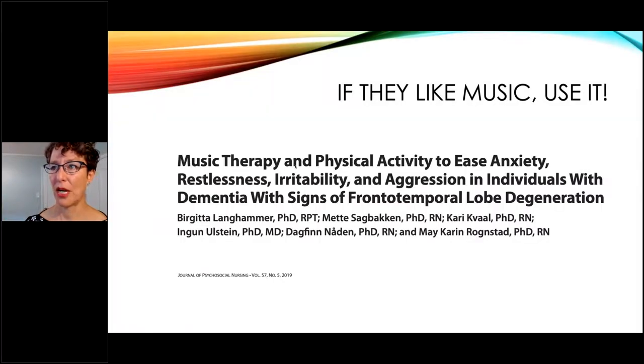Okay, all right. I know there was a previous talk on using art and music, so I'm not going to go into this in too much detail. But in searching the literature for frontotemporal degeneration, I found not a ton of specific research. I found this article, which I thought was just great: music therapy and physical activity to ease anxiety, restlessness, irritability, and aggression in individuals with dementia with signs of frontotemporal lobe degeneration. So dementia first, degeneration after. It's not exactly what we're looking at here, but it's within the category.